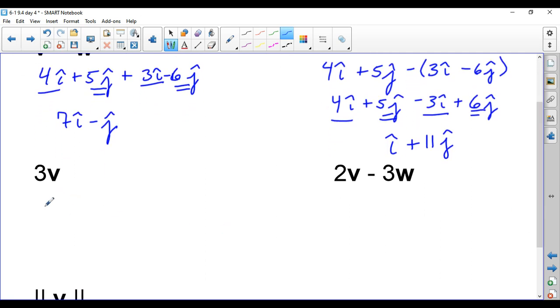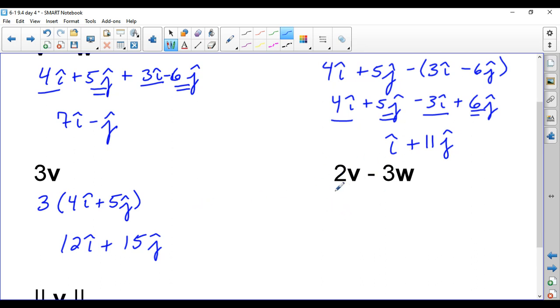If we want to multiply by a scalar, I distribute the 3 over the entire vector. So the original vector was 4i plus 5j. I now get 3 times 4 is 12i hat, plus 3 times 5 is 15j hat. If you look at this graphically, what happens is when you multiply by a scalar, you go in the exact same direction, but the magnitude gets multiplied.